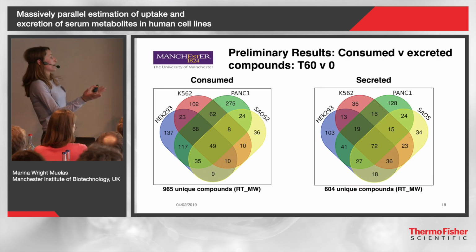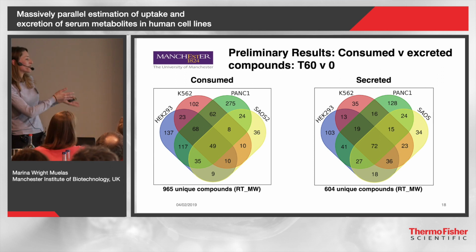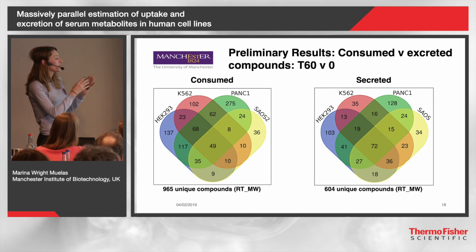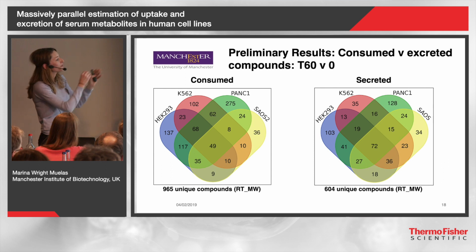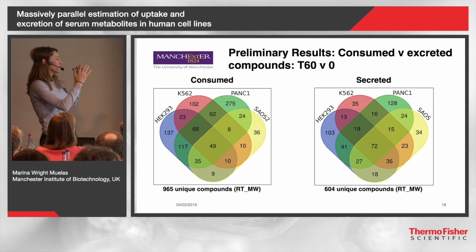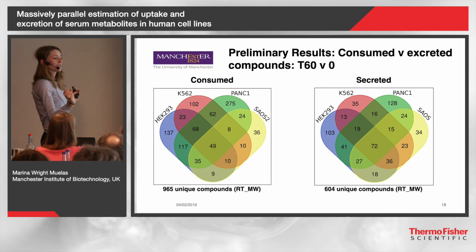And again, lots of numbers, but you can see there's quite a lot of compounds that are consumed, quite a lot that are secreted, a lot that are unique to each cell line, and quite a few that are common across all the cell lines and between the various different cell lines. So to start off with, I've just started to look at what's unique in each cell line, and then also what's common across all the cell lines, to try and figure out if there's a particular metabolite that's consumed much more by one cell line compared to the rest.